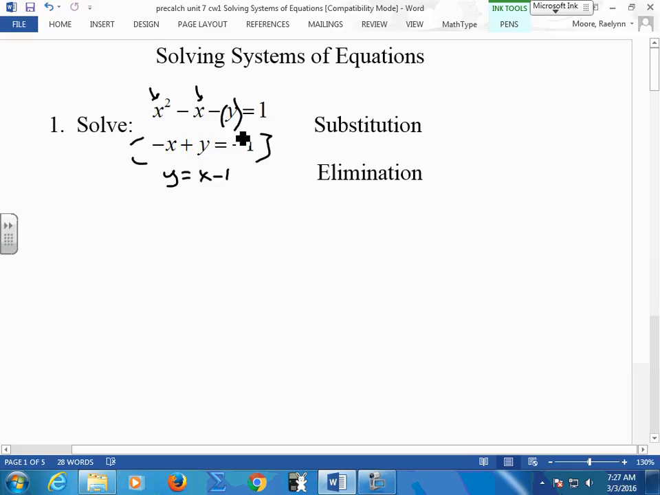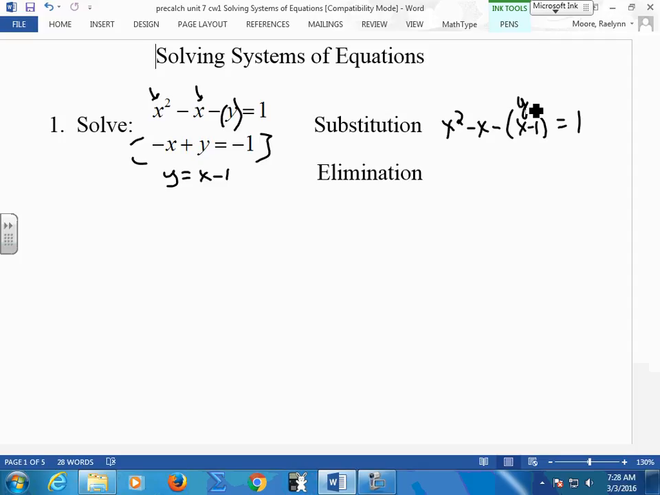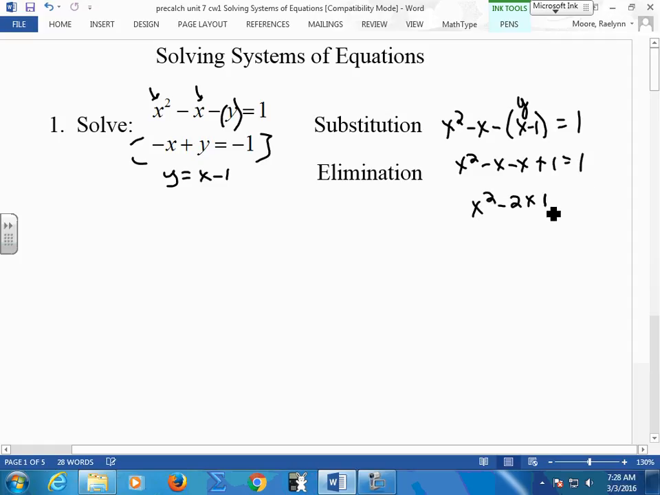Just be careful because you've got a parentheses. You're going to keep that in parentheses because you've got to subtract. So this is where your y was from substitution. We'll do your substitution method. So don't forget to distribute your negative sign. Collect your like terms. And you have descending variables. Get everything to one side. Subtract the 1.